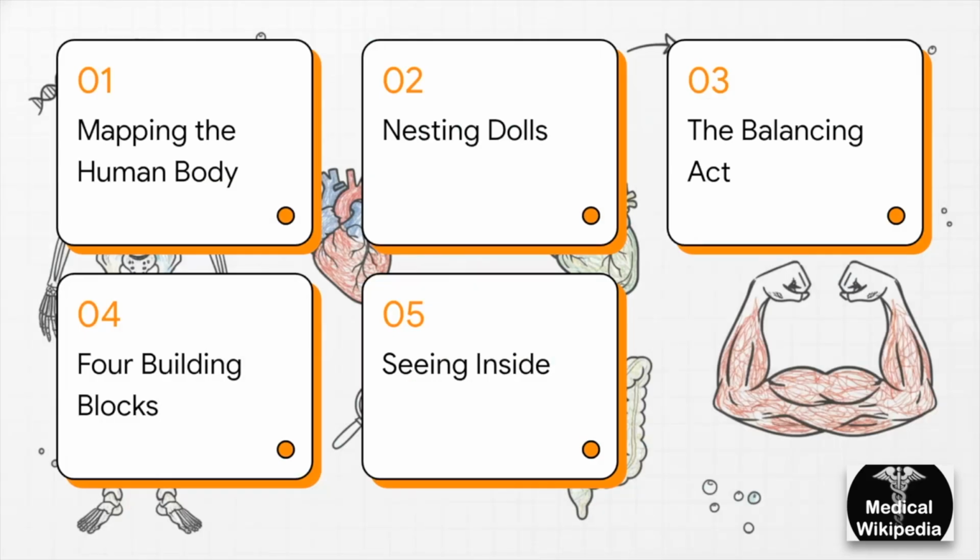Here's our game plan for today. First up, we're going to draw the map itself. Then we'll unpack the body's amazing nested structure. After that, we'll get into the body's constant search for balance, identify its 4 essential building blocks, and finally, we'll see how all this knowledge lets doctors look right through our skin.